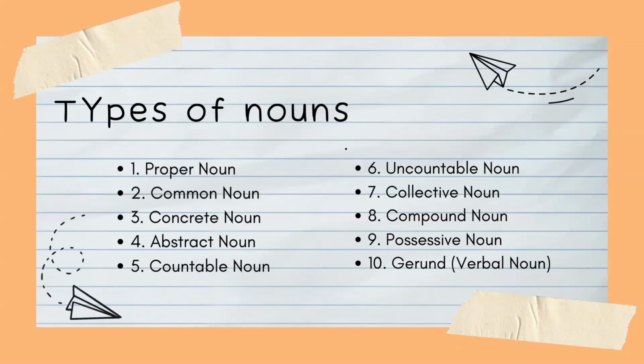Types of nouns. 1. Proper noun. 2. Common noun. 3. Concrete noun. 4. Abstract noun. 5. Countable noun. 6. Uncountable noun. 7. Collective noun. 8. Compound noun. 9. Possessive noun. 10. Gerund, verbal noun.